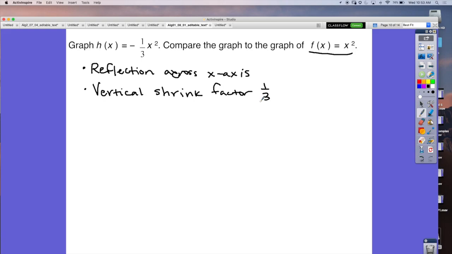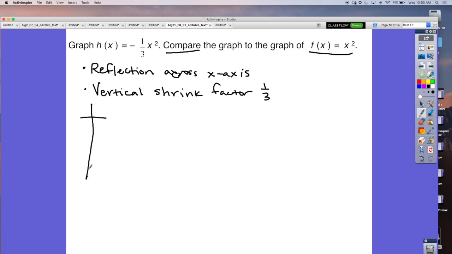Okay, any other changes? No. In the next couple of days, I'm going to add changes. I'm going to add horizontal left and right, vertical up and down, translation. This is just the beginning of it. Okay, so that's our comparison. When it asks you to compare, that's what you write.